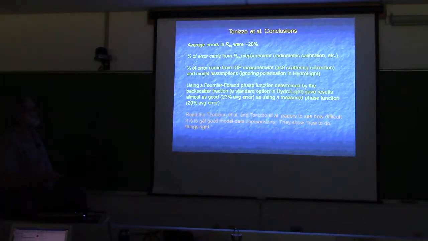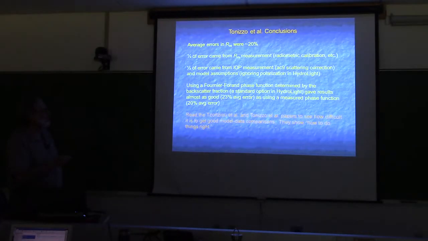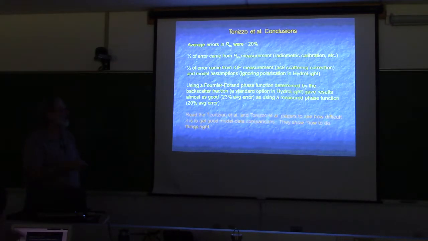So anyway, they did a big error analysis, and they found that in plots like this, the average error between Hydrolight and the measurement was around 20%. And when they do their error analysis, they conclude that about half of that error comes from the remote sensing reflectance measurements. So that's radiometric calibration and so forth. And about half of the error comes from the IOP measurements. So that's things like the AC9 scattering correction, and the fact that Hydrolight ignores polarization. So about half and half.